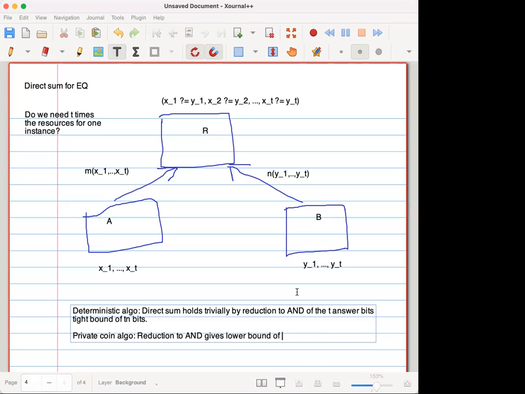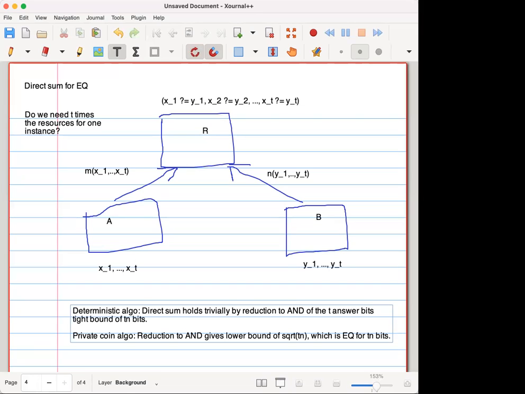T root n. Well, so let's see. Okay. So reduction to AND means I'm just thinking of equality for bit strings of length tn, right? That's what this means in simple English. So but we have a lower bound of square root tn, which is equality for tn bits. That's all. So the reduction to AND would give a lower bound of square root tn. But then the question is, is there a protocol which can do it in square root tn?